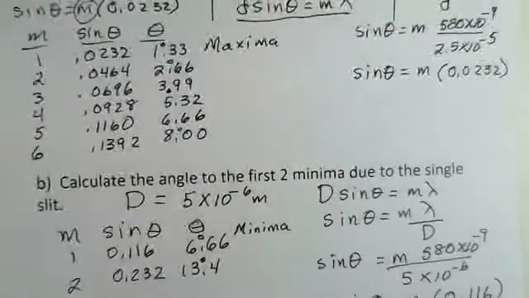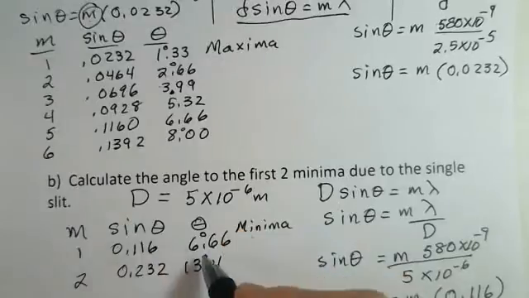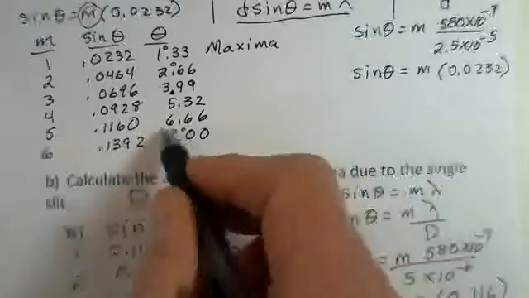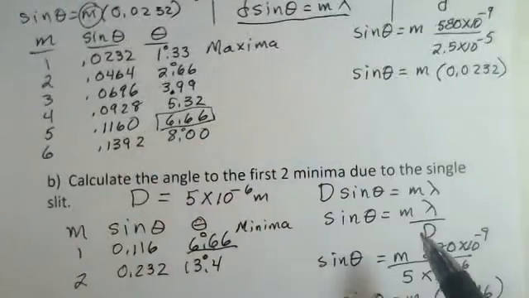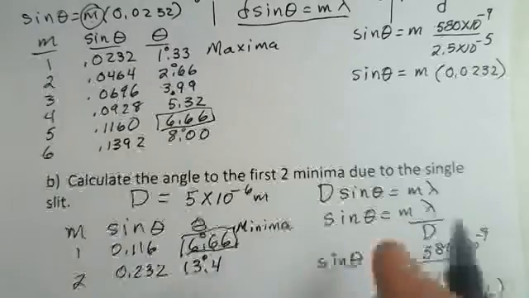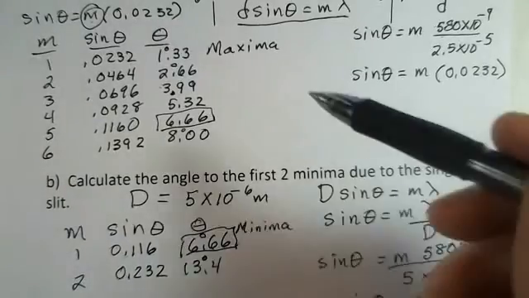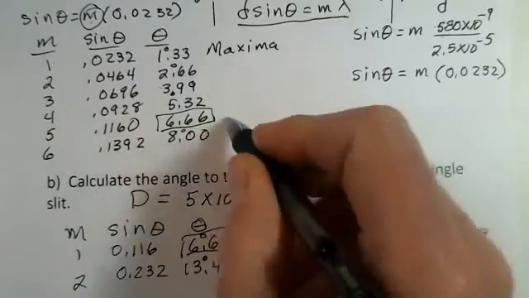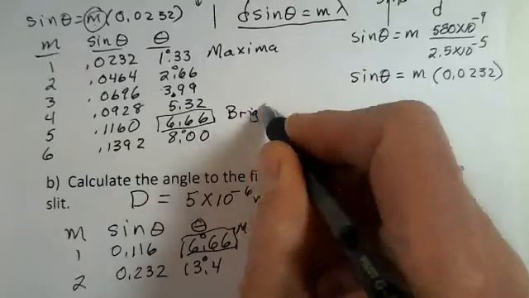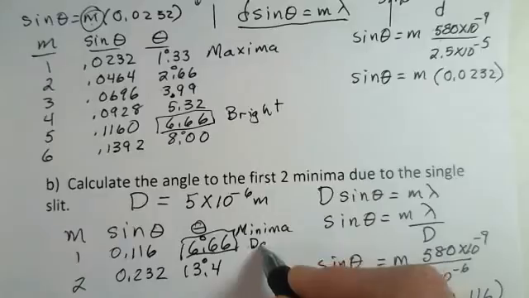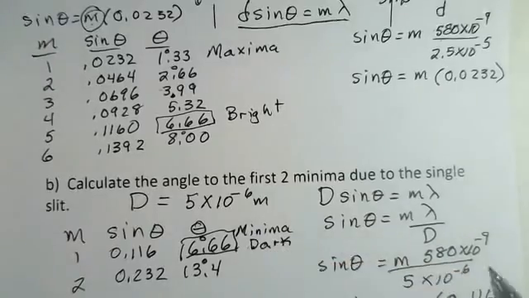If we look at the list of angles, notice this 6.66 minima calculation also occurs in the list of where the maxima would be located. So here we have a little bit of a paradox, easily explained. The double slit calculation says we're going to have a bright spot at this angle. The single slit calculation says we'll have a minima, a dark spot on the screen. What's it going to be?